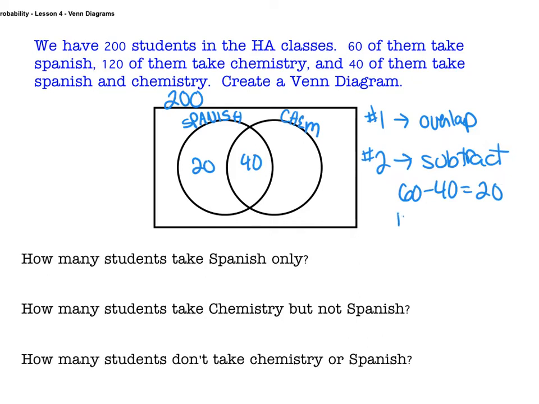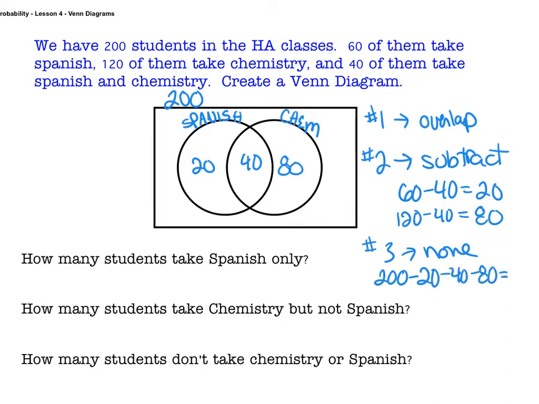Okay, and then we have Chem is 120 kids minus the 40 overlap gives you 80 kids. So that one circle of chemistry, this guy right here, totals 120, and it does. Okay, now the last step in filling out your Venn is to find the none. The kids who don't take Spanish or chemistry. So out of the 200 kids polled, I subtract the 20 and the 40 and the 80, and I'm left with 60. That goes in the bottom corner. 60 of the HA kids don't take Spanish or chemistry.